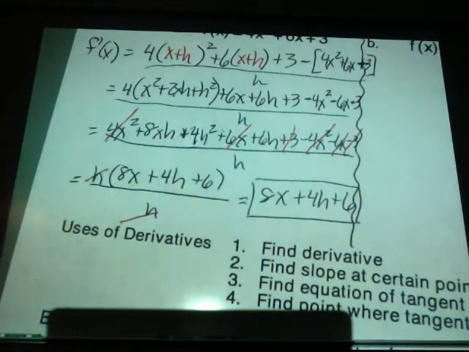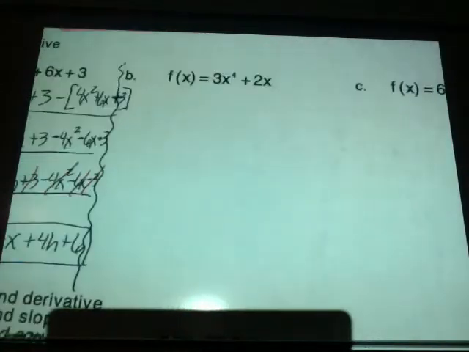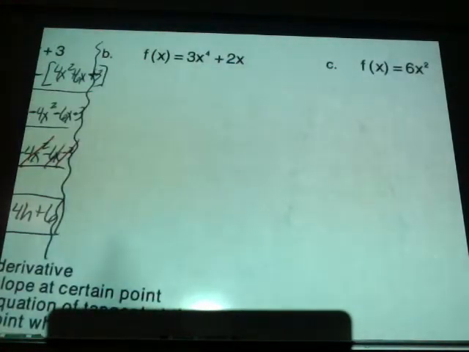So can I move on to the second one, or are you still working on this one? Did you do that? All right, so move on to the second one. Try that one almost on your own. I'll do it up here.